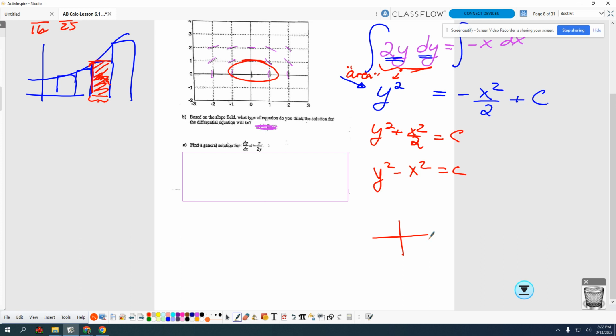Okay, let's try this. When x is 0, x squared is going to be negative c. Where can a squared thing be negative? Never, so it's not going to cross the x-axis. Y squared, that's going to be an up-down shape.